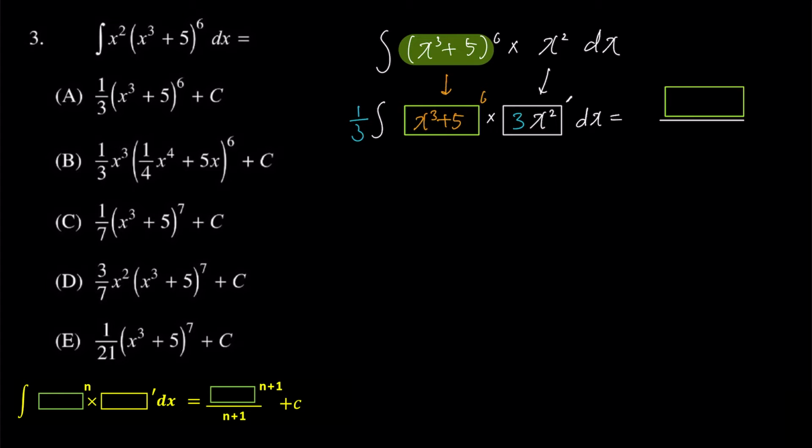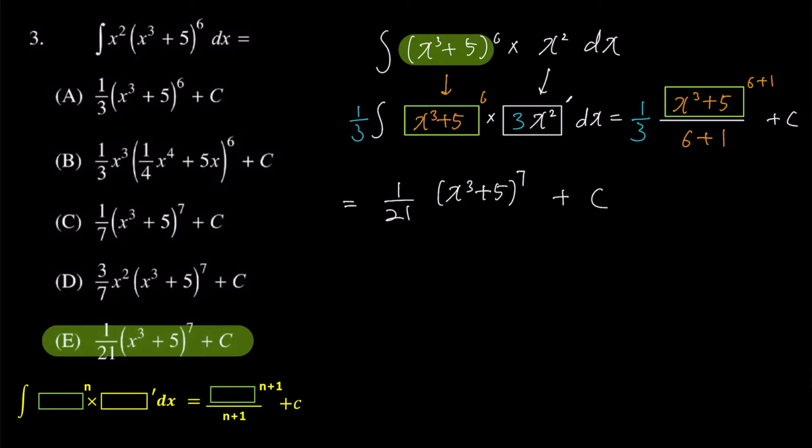We'll also divide the answer on the right by 3 and put x cubed plus 5 in the green box, and fill the exponent and denominator with a 6 plus 1. We're almost done. The simplified answer is 1 over 21 times x cubed plus 5 to the power of 7 plus c. So the answer is E.